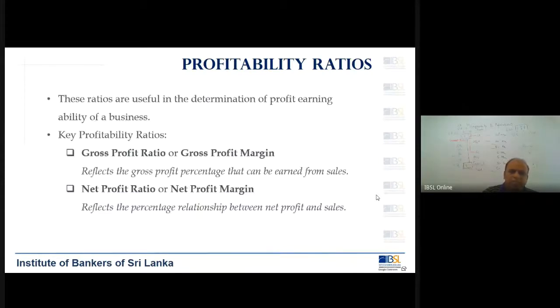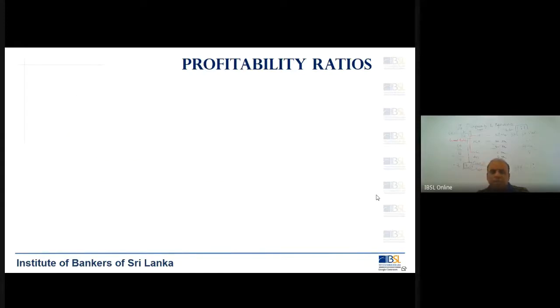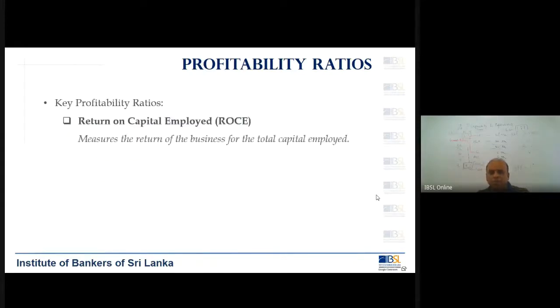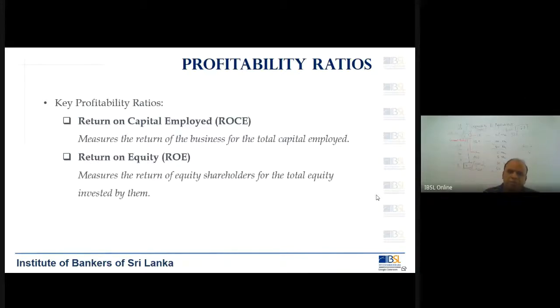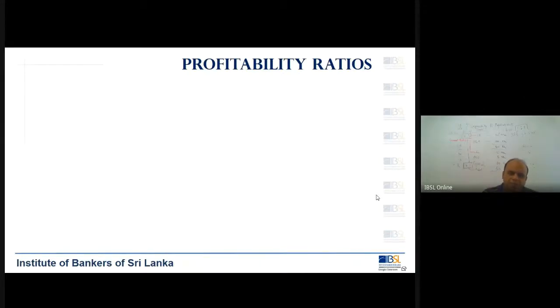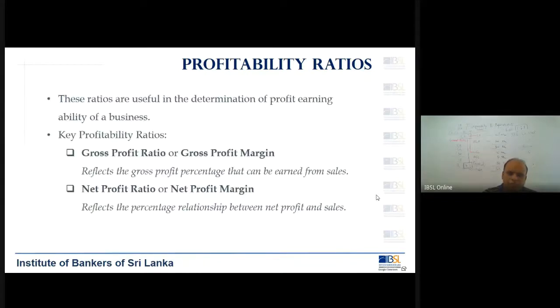So here we discuss four types of ratios. Primarily, two of the ratios relate directly to your trading business, and the remaining two are from the perspective of an investment. So what are the four ratios we are talking about?